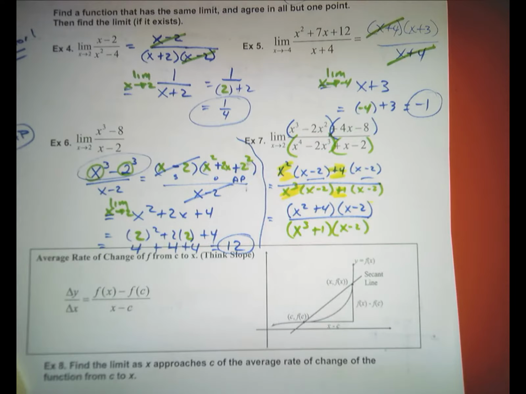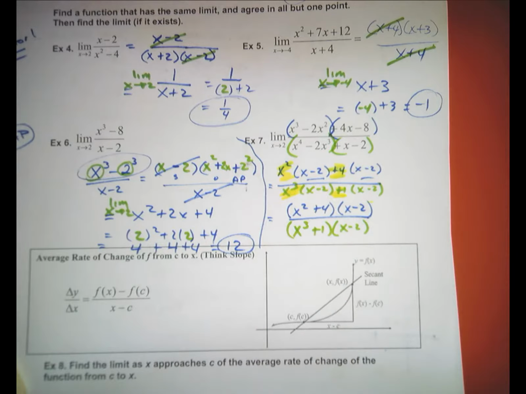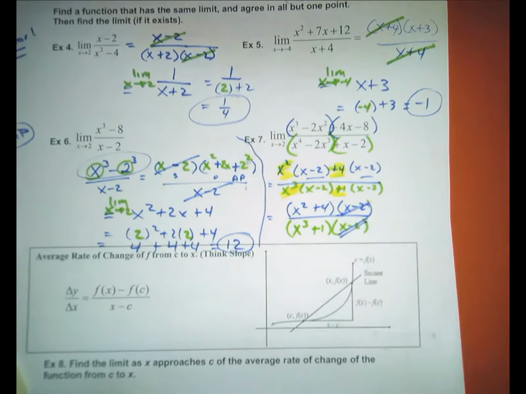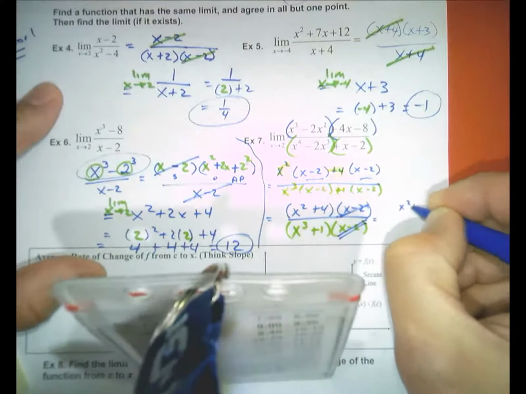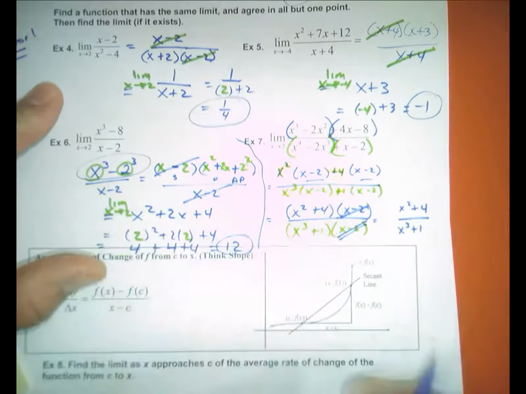All right, I still can't plug in 2. If I plug in 2 on the bottom, oh man, it's undefined. But we have 2 binomials that are exactly the same. We can karate chop and reduce those. So what I'm left with now is my new function. I've got x squared plus 4 over x cubed plus 1.